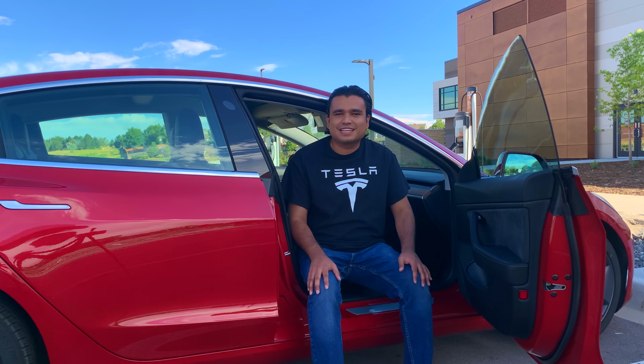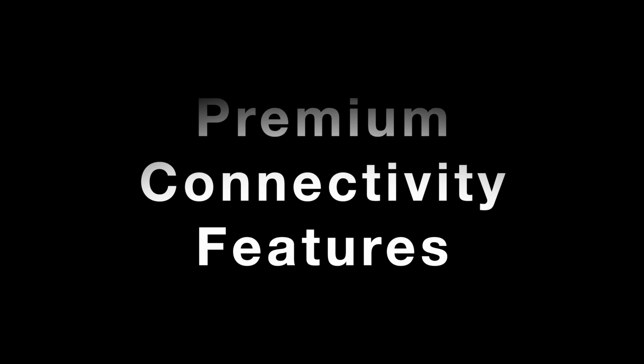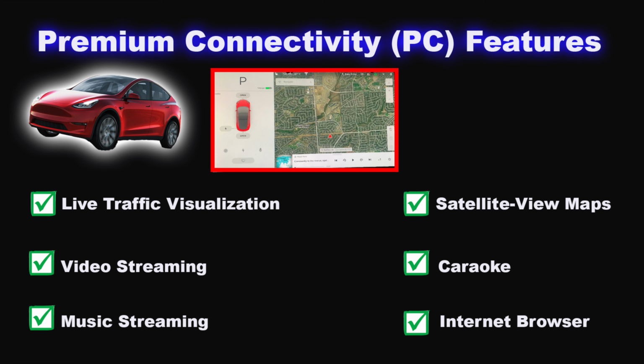So with that, let's dive straight into it and talk about Tesla's premium connectivity. Using Tesla's 4G services, premium connectivity allows you the following features: live traffic visualization, satellite view maps, video streaming, karaoke, music streaming, and internet browser. These are available at all times using the 4G services. It costs $10 a month, and we'll do a brief overview of each of these features.